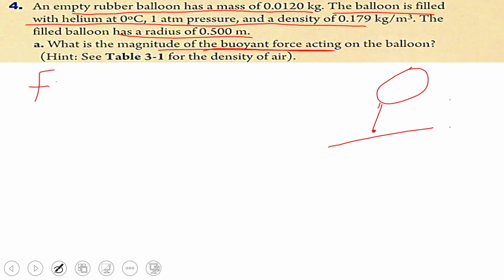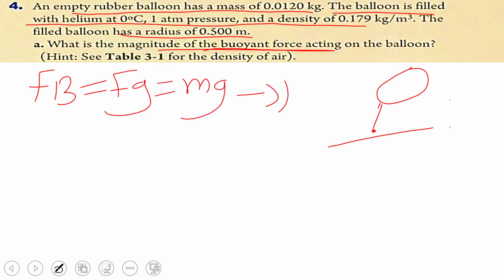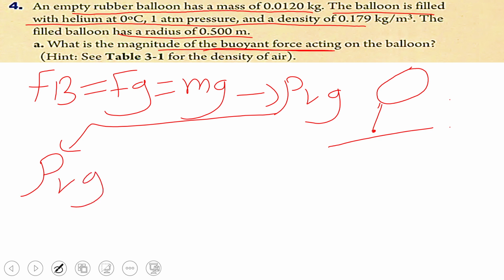Find the buoyant force, and again Fb equals Fg, same rule, and again equal to mg, and again the same thing becomes rho Vg. Okay, bring down this here, rho Vg. Guys, let me tell you an important point. Because we know that the balloon goes upwards, not like the other questions where an object goes under the water.